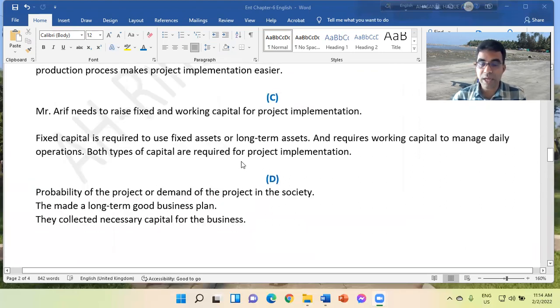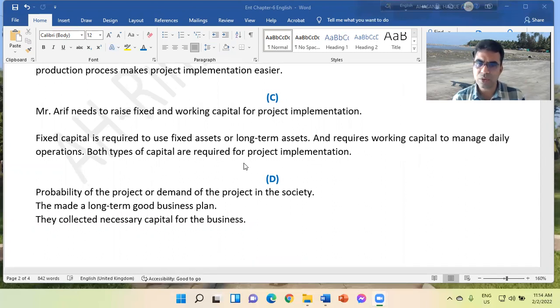I have written it shortly, you will write the rest of the explanation. Then what is written in D? Mr. Arif and his friends have followed an appropriate way for selecting a project. Give your own opinion in this regard. It says Mr. Arif and his friends followed the proper method in selecting the project.